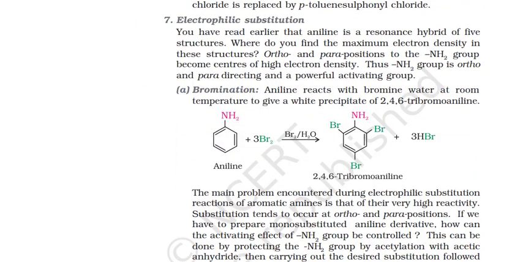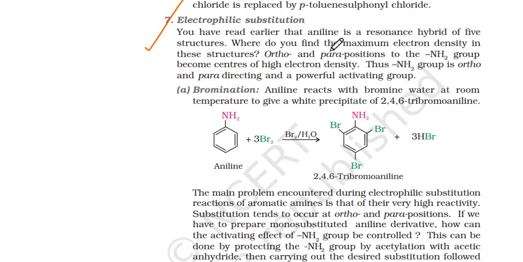So, electrophilic substitution. You've read earlier that aniline is a resonance hybrid of 5 structures. Where do you find the maximum electron density? We know ortho-para, because NH2 is an OP director. Thus NH2 is ortho-para directing and a powerful activating group. So first we have bromination. Whenever you have to do electrophilic substitution, you need to have an OP director, so you have it right now. You are doing bromination now, and 2,4,6-tribromoaniline you'll get. Fine, bromine water at room temperature gives a white precipitate of this.